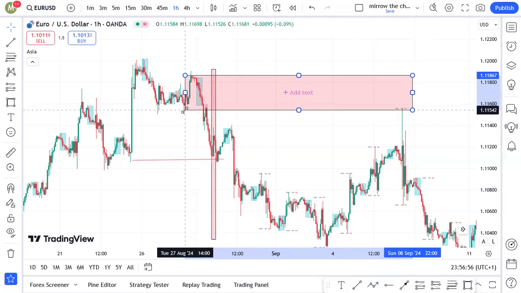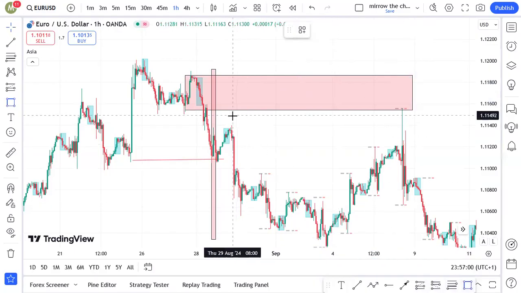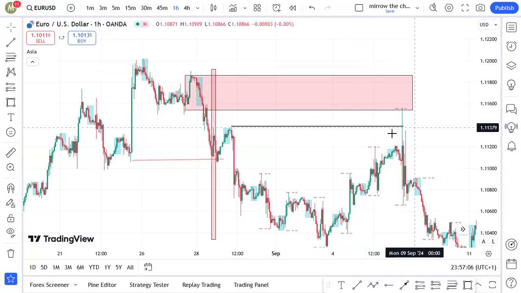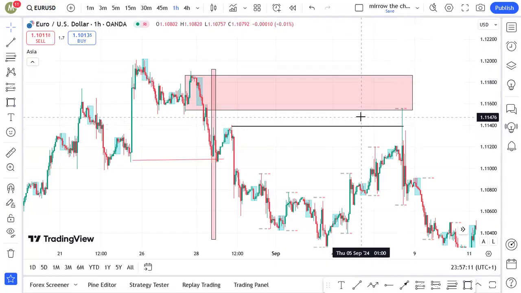Work it, and add it with all this green there. Now this is an internal liquidity. This is a previous daily high, which serves as an internal liquidity. You see.